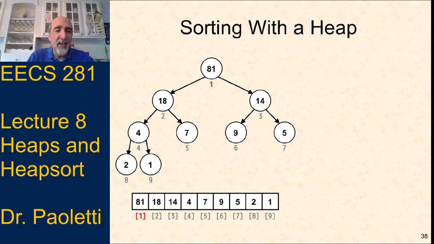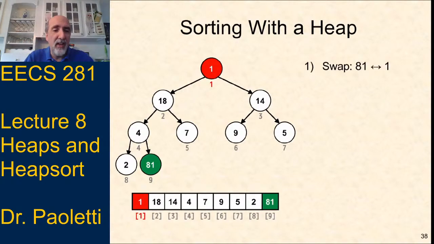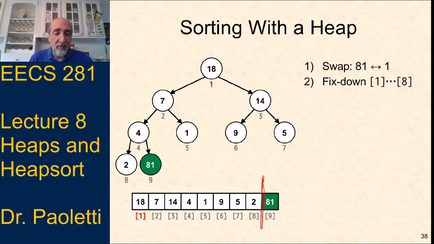So once I've got it in a heap, I'm going to swap the highest priority node with the last one. So I'm going to swap the 81 and the 1, and then I'm going to say, hey, let's draw a line there. 81 is safe. It's in the right place. Let's do a fix down, but don't fix down all the way. Leave that last one alone. So we fix down the first 8 values, and here's where we end up. The 1 moves down until the fix down is done, but we don't fix down that 81.